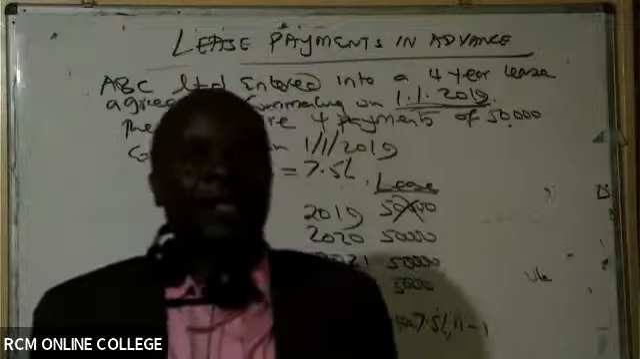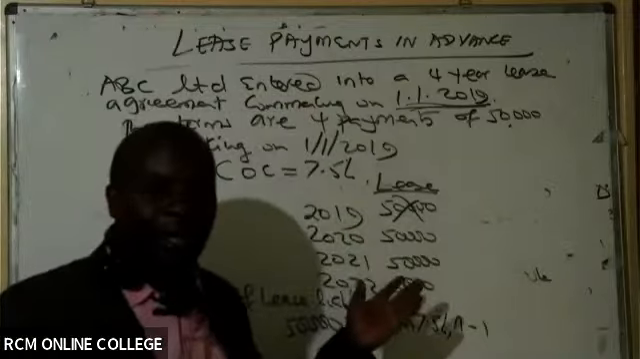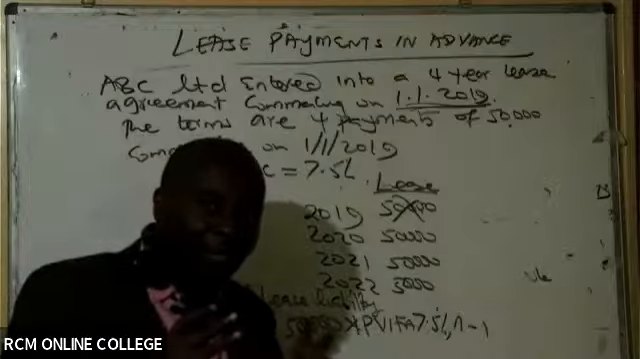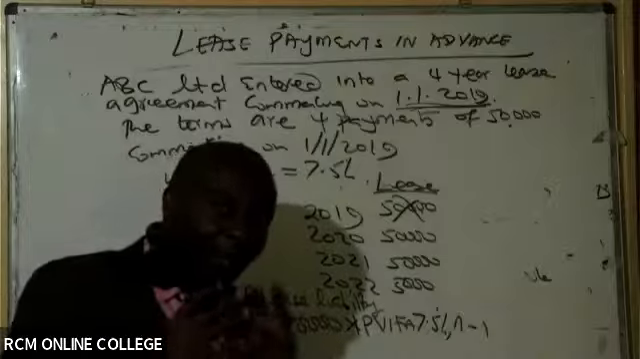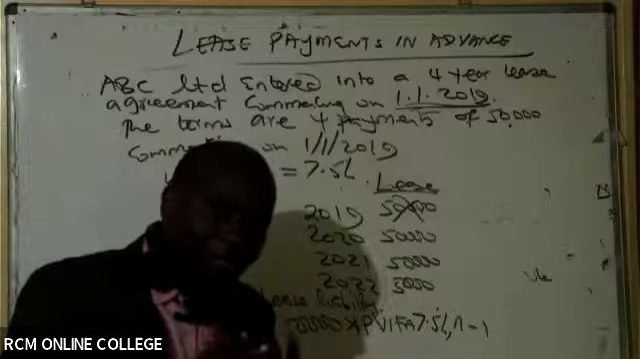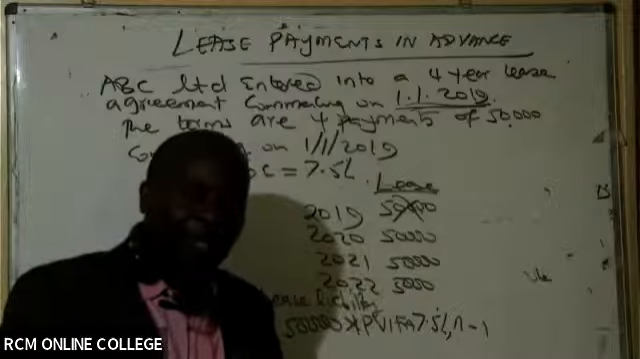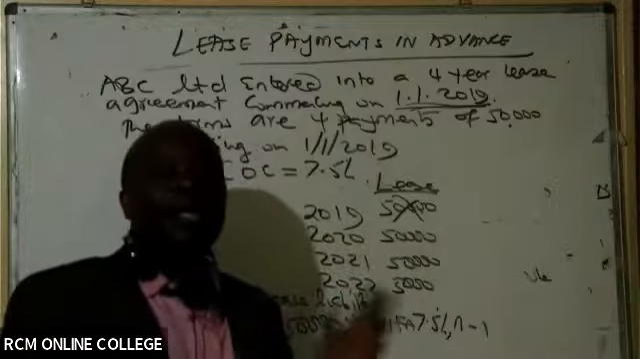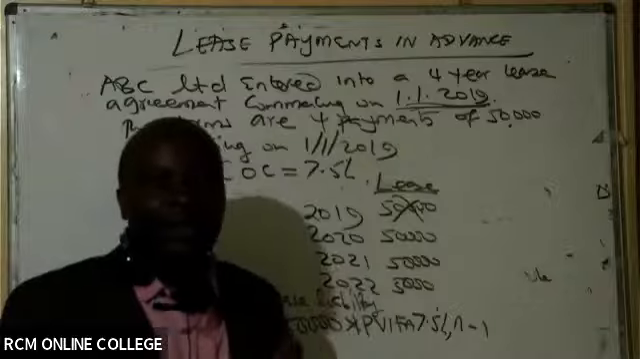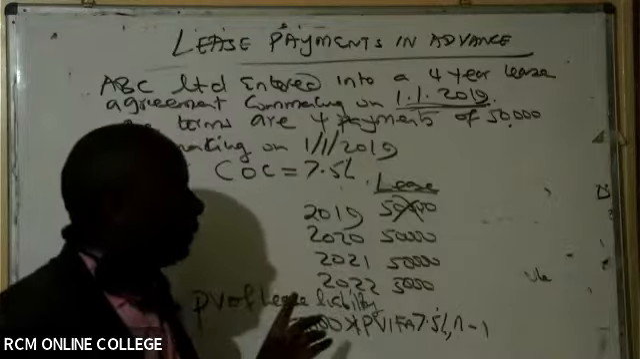And the examiner can really hide it. Like this examiner never told us that the lease is being paid in advance. It was upon you to read between the lines and see that we are beginning this lease today, 1st January 2019, and we're required to make a payment today. So they are called upfront payments or in advance payments. Thank you very much for asking.